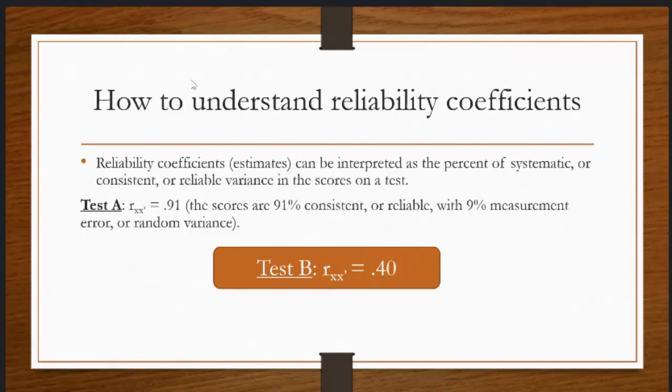For example, test B has an R value of 0.40. So here is the question: which test is more systematic, more reliable, test A or test B? Can anyone answer this question? Yeah, sure. Test A. Yeah, thank you. So you can see test A, with the higher value, is more reliable than test B.